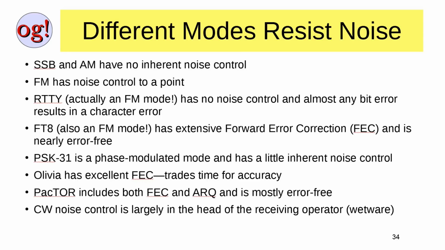So it will be inherently difficult to pick out when you've got those problems. Of course, DNR can help quite a bit. Now, FM has noise control to a point, and then it will be overwhelmed by the noise. But an FM receiver picks the strongest signal. RTTY is actually a frequency mode. It is frequency shifted, between two tones. It has no noise control built into it.